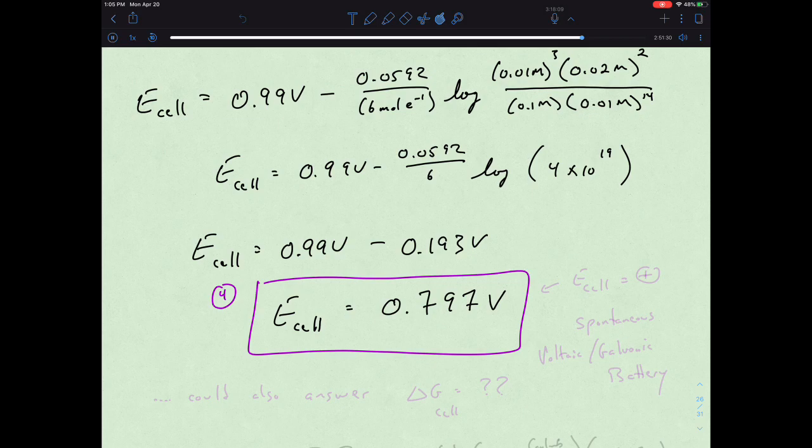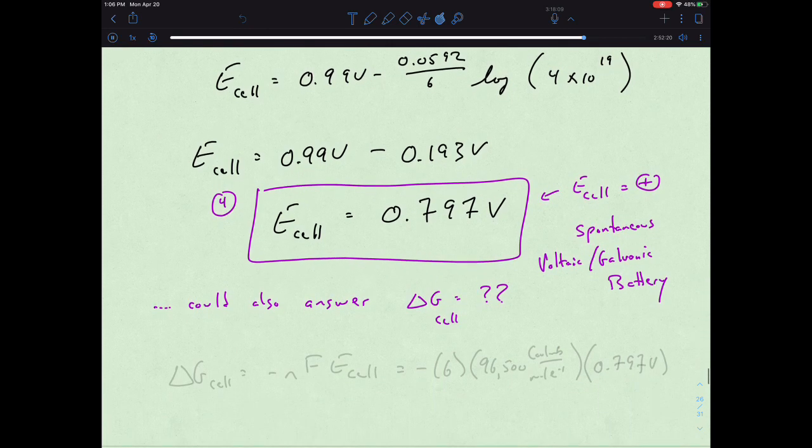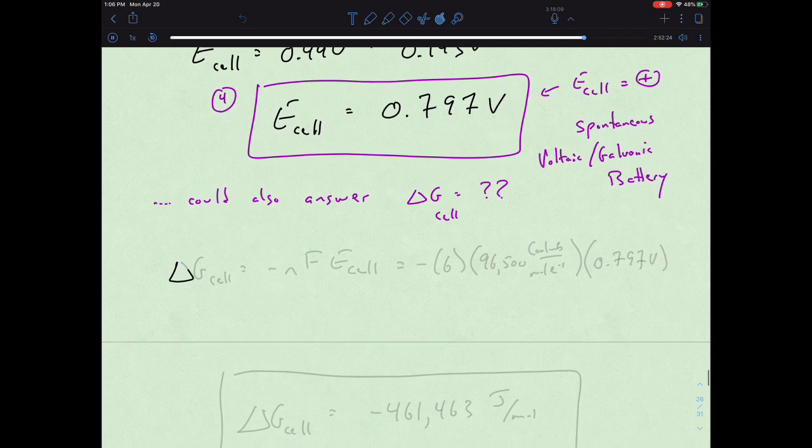We could then also plug that into delta G. Meaning that we could also answer, well, what is delta G of the cell not at standard state? Already from here, we could still say that this is a positive cell potential, even though it's not at standard state, which means this is still a spontaneous process. This means we still have the voltaic or galvanic battery or cell.